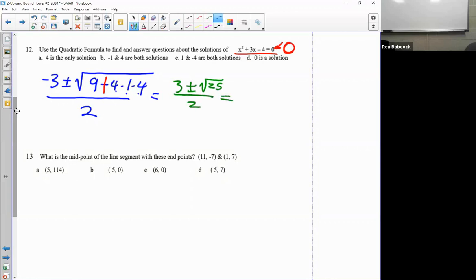Square root of 25 is 5, so I have 3 plus 5 over 2, or I have 3 minus 5 over 2. If you do the plus, it's 4. If I do the minus, it's -1.